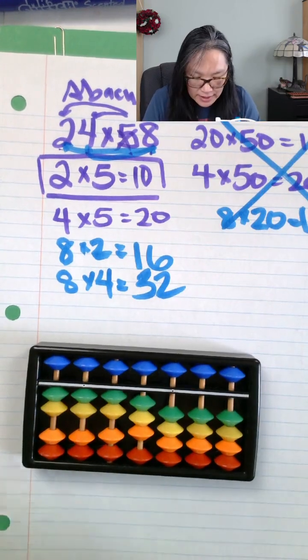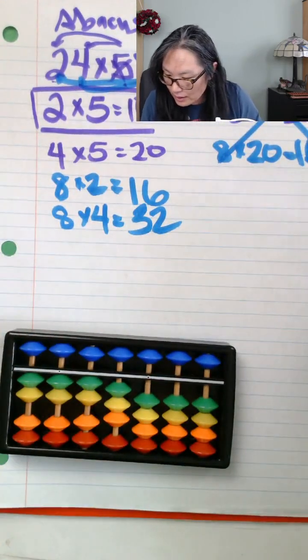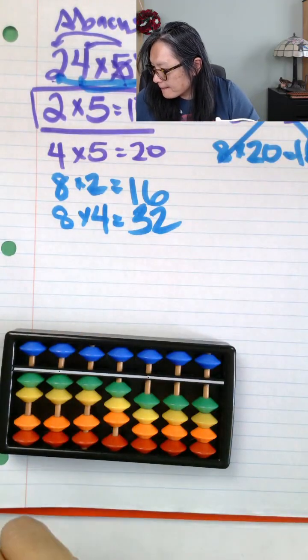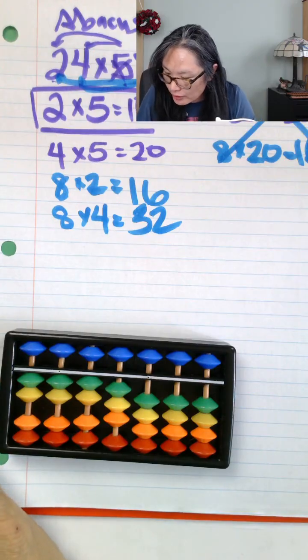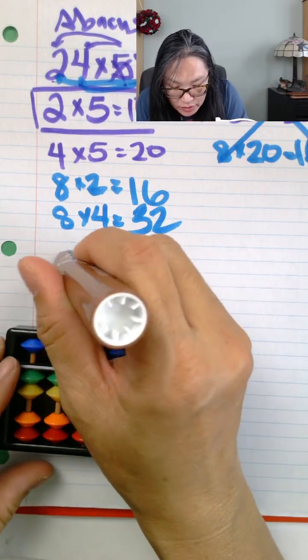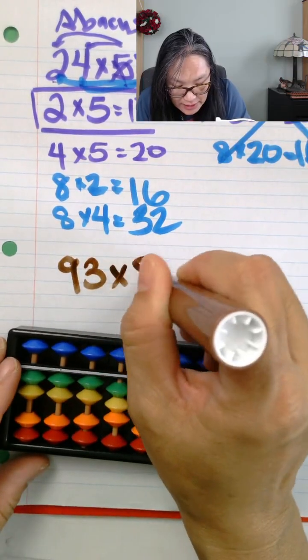I appreciate that. Okay, yeah, let's do another one. Let's do an easy one. We can do 93 times 8.